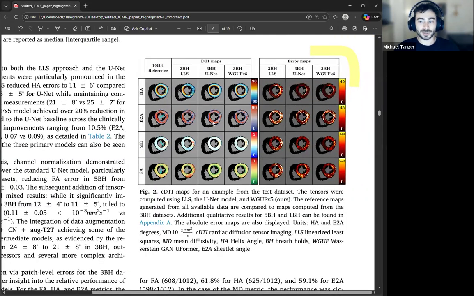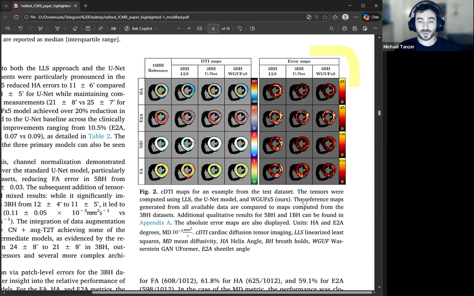So this is what it looks like in practice. Looking at figure 2 here, you can see maps from full repetition data, which is what we would normally acquire. Then classical linear least square approximation for the computation of the tensor. The UNet from Ferreira et al. that I mentioned earlier, and our method specifically here. This is all shown at 3 breath holds, starting from 10, so an acceleration of over 3. The key thing to notice here is the error maps on the right. So our method here shows substantially lower errors, particularly for helix angle maps and sheetlet angle, with up to 20% reduction in errors compared to the UNet baseline.